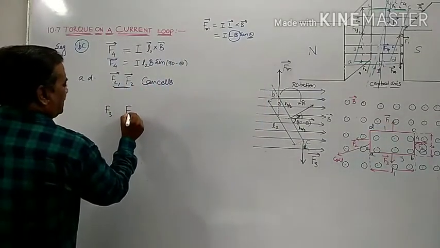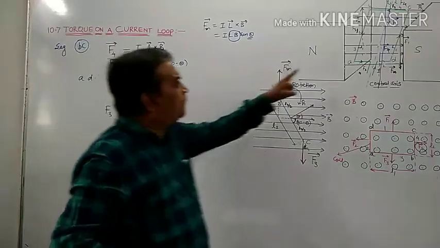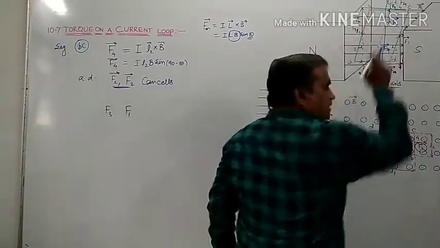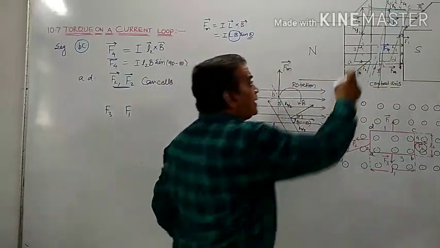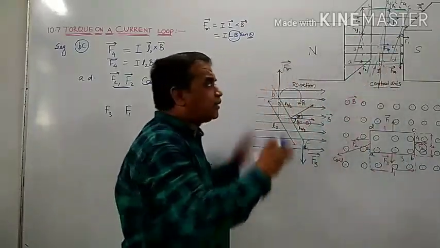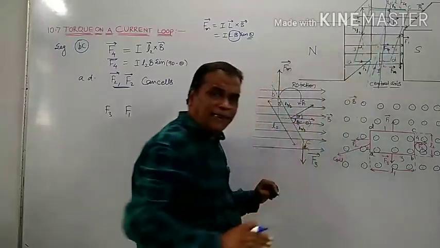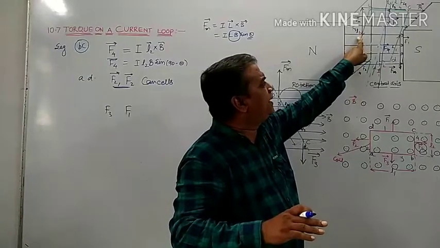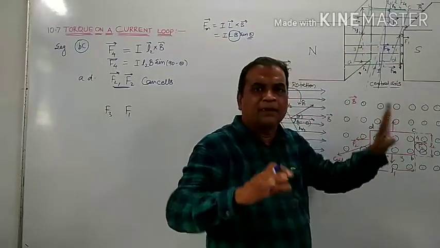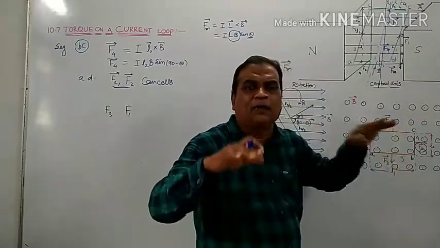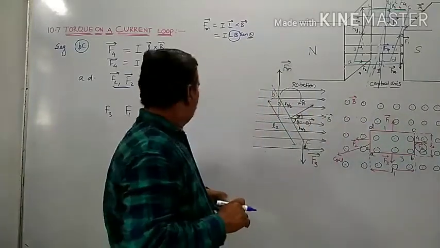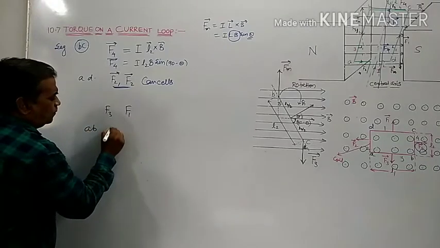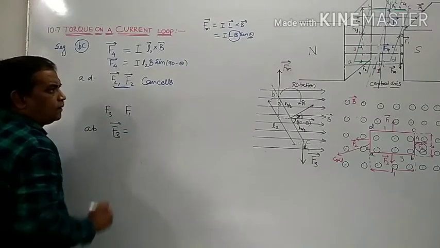So the forces acting on segment AB and that of CD, because their lengths are the same, because they are carrying the same current, because they are kept in the same uniform magnetic field, the magnitudes of the forces acting on segment AB and CD are equal in magnitude but what? Opposite in direction.